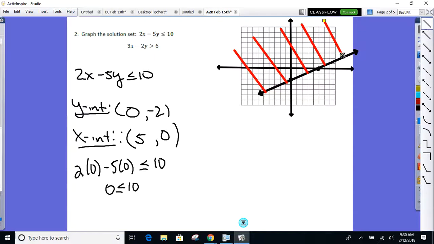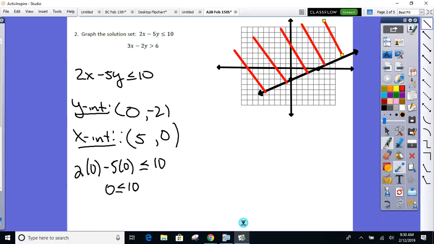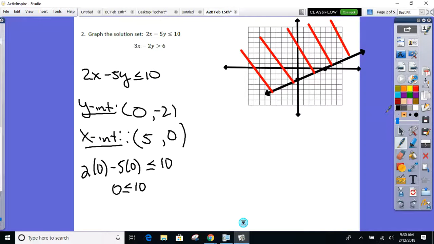So why do I have a second color? Because we've got to graph the other line on the same graph now. 3x minus 2y greater than 6. All right, go ahead, do the same thing.